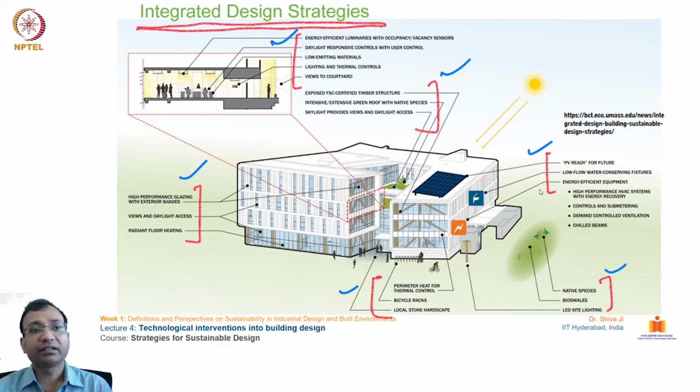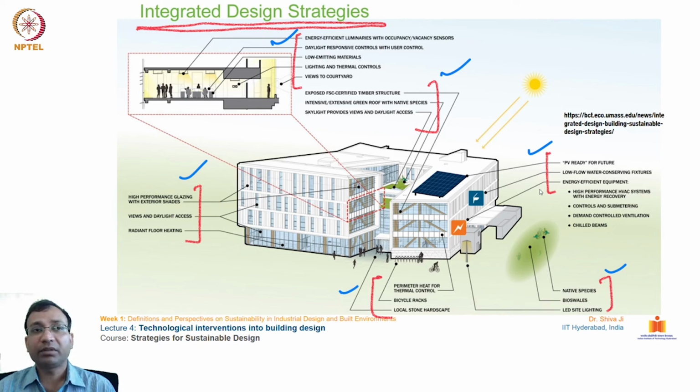Okay, so these integrated design strategies are given some more over here in a very controlled building, maybe a mall, a hospital, or a school or college. So how these energy efficient luminaires can be utilized, and low emitting materials can be utilized. Lighting and thermal controls can be given, and views can be given even inside of the building, in the courtyard areas, where people can have a look at the nice ambient external site.